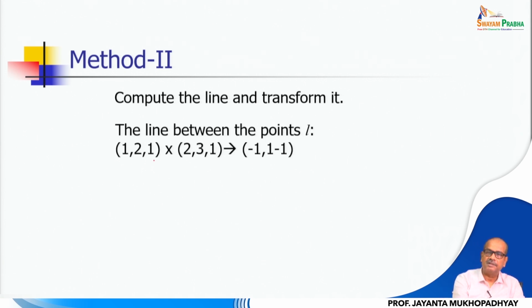I am showing in a bit, I should say, this is my convention. These are the vectors. And if I take the cross product, I get this is the line, which means it is minus x plus y minus 1 equal to 0. Then this is the transformed line. So from there, the transformed line would be this.